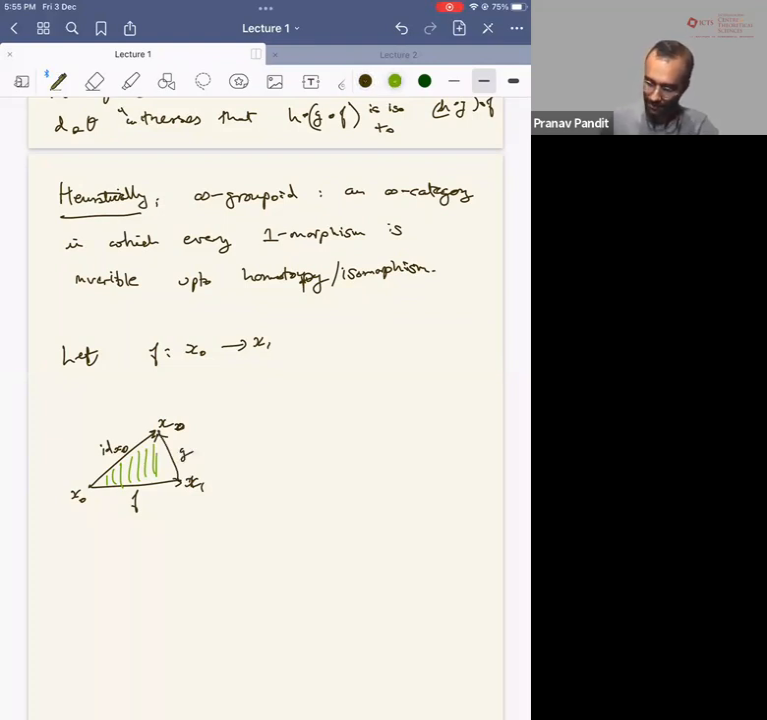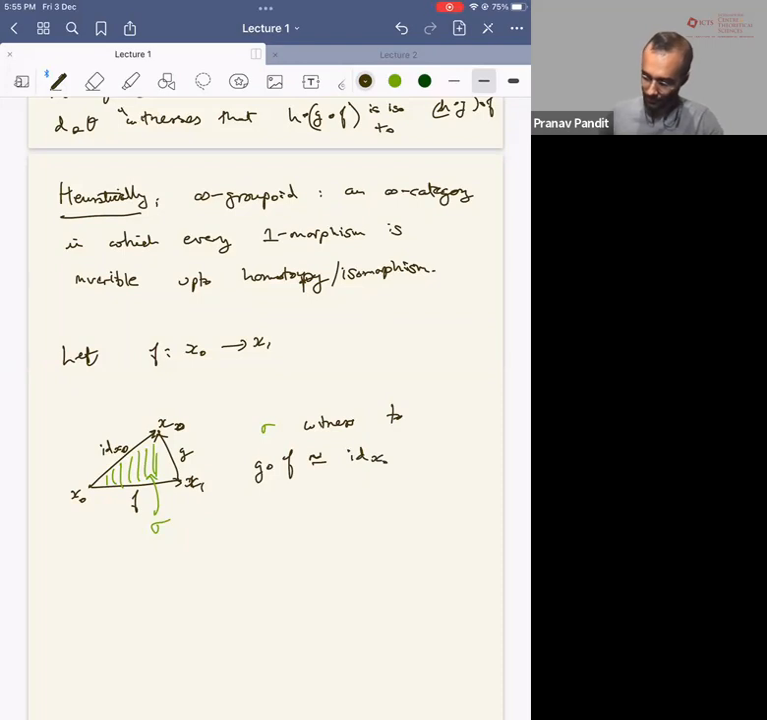Then this simplex sigma witnesses, maybe I can use this similar isomorphic simplex to say that this is equivalent, g composed f is equivalent to identity of x0. So this is the sense in which f is invertible. It's invertible up to homotopy. So the identity is a composite of g composed f, of g and f. That's what it means to be invertible up to homotopy.